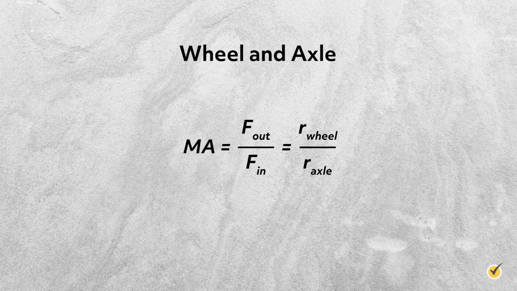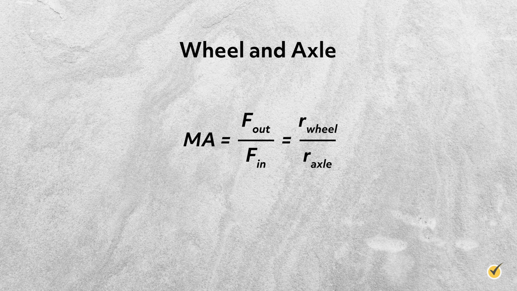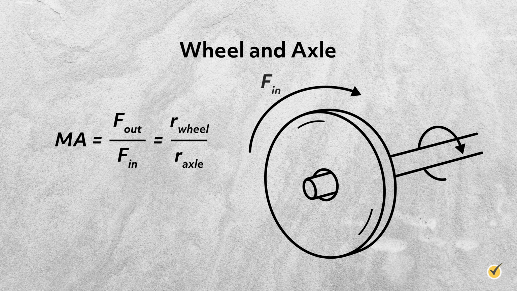For the mechanical advantage, we can use MA equals output force over input force equals the radius of the wheel over radius of the axle. The smaller input force is applied to the wheel, which has a larger radius and diameter, while the larger output force is exerted by the axle, which has a smaller radius and diameter.